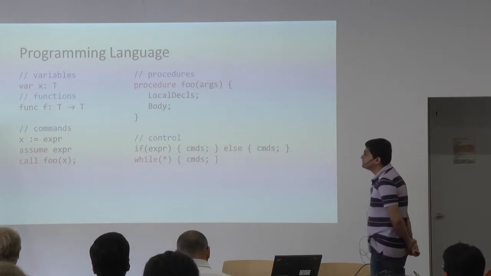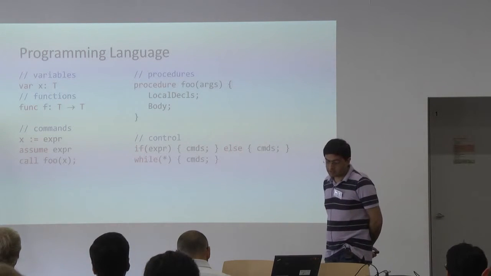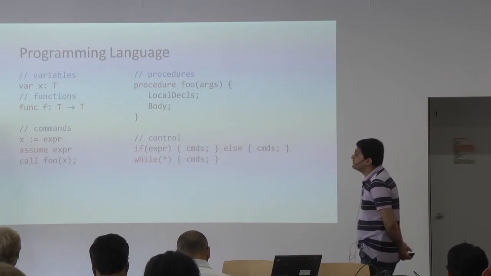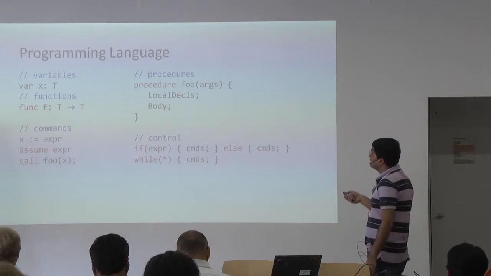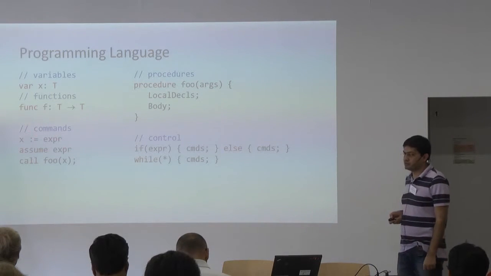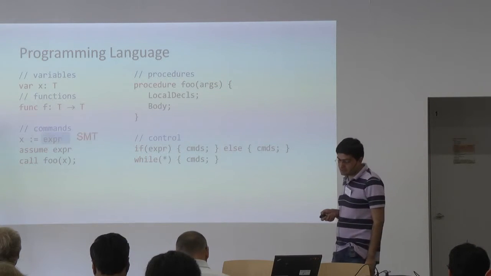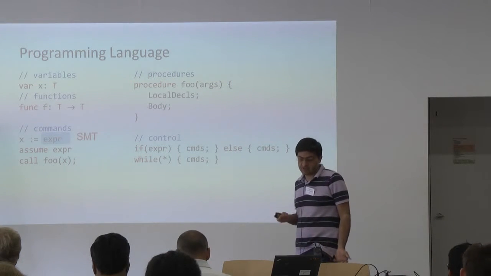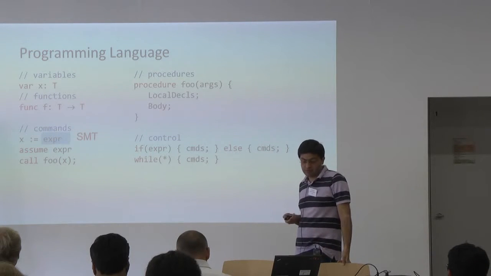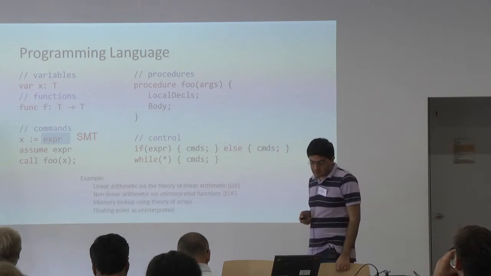So this is the language that we consider. So you have variables of a certain type. You can have uninterpreted functions, F. You have procedures. Procedures have bodies with the usual control flow and commands being assignments, assumes, and procedure calls. And the kind of restriction here is that your expressions have to have some encoding in SMT so that we can do VC generation for them.